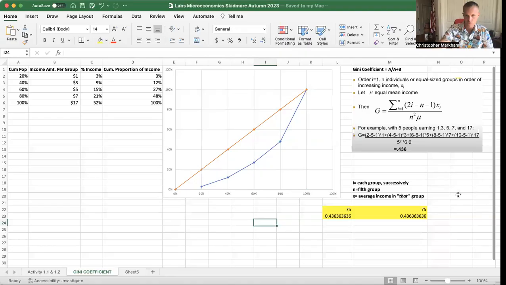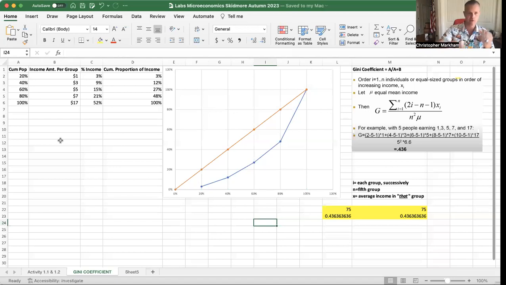Okay. All right. So what we have here is the graphical representation, right? Let me just break it down for you. This is a simplified representation of a recent Gini coefficient for the United States.